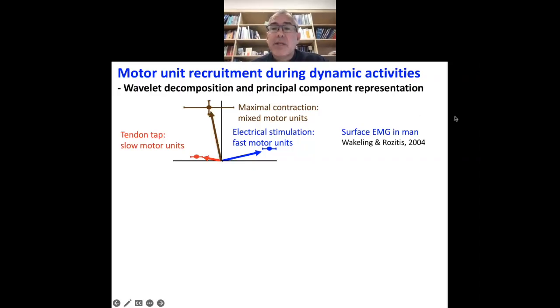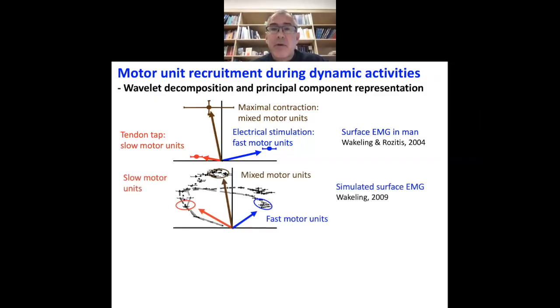We can do the same kind of thing by generating simulated EMG using a volume conductor model, where we know exactly which motor units are active. We predict what the shape of the EMG would look like, and then we use this through our EMG processing system to see if we can get the same effects as we can experimentally see. Again, we do find the same effects. Fast motor units are this blue vector to the right, slow motor units are the red vector to the left, mixed motor units are slightly higher because we have more activity, and a vector, the brown vector, which is somewhere in between.